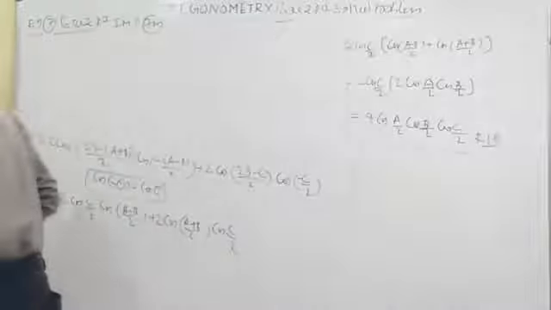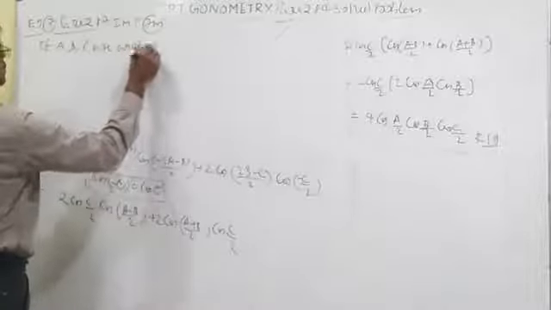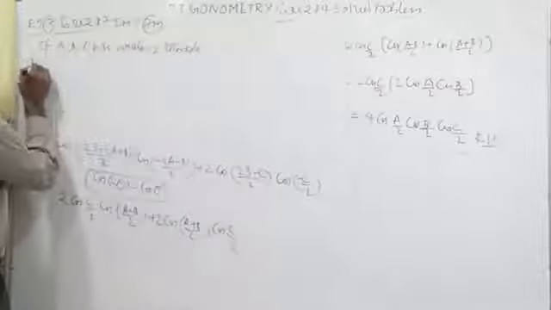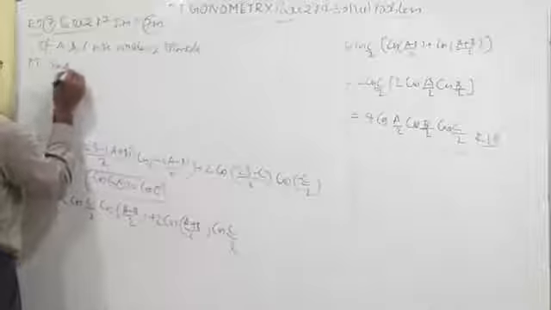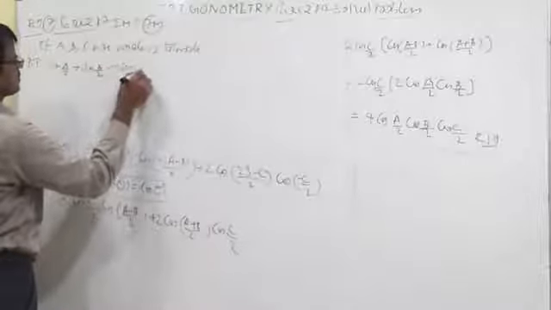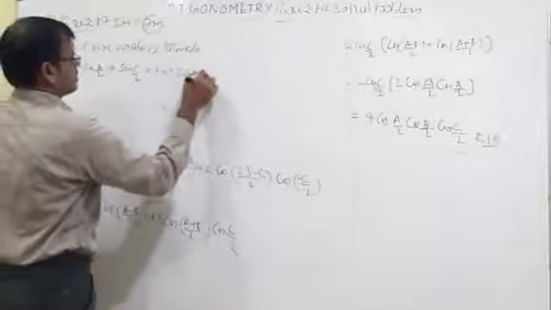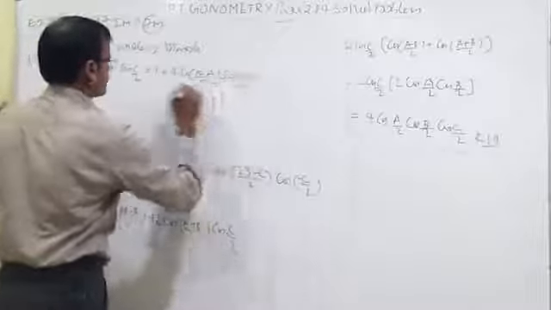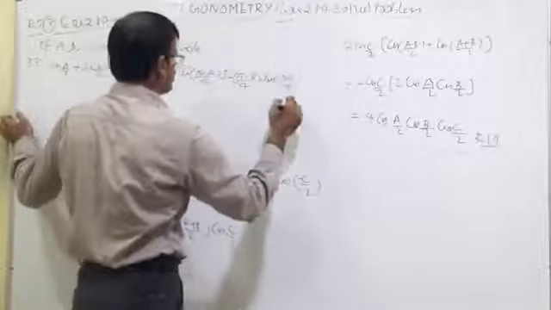Everything is 7 here. If A, B, C are angles of a triangle, then prove that sin A by 2 plus sin B by 2 plus sin C by 2 is equal to 1 plus 4 sin of (pi minus A) by 4 into sin of (pi minus B) by 4 into sin of (pi minus C) by 4.